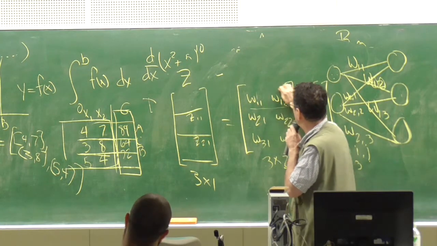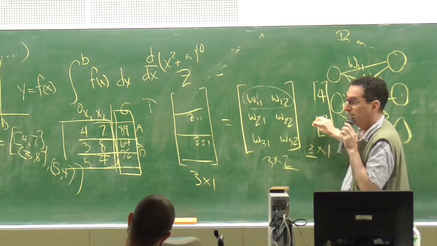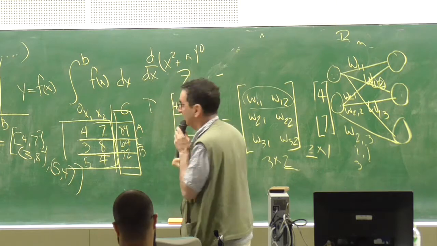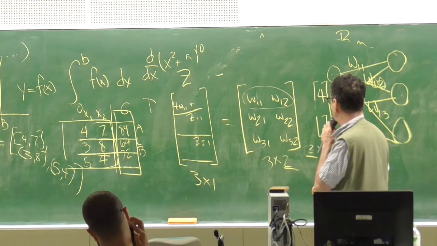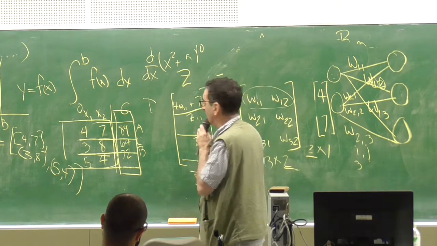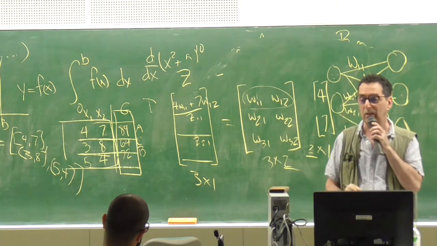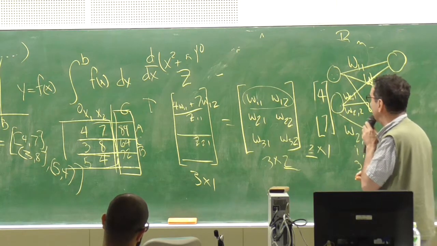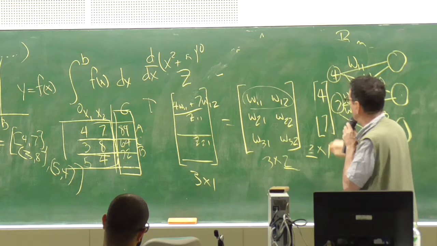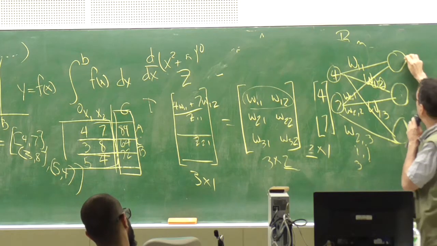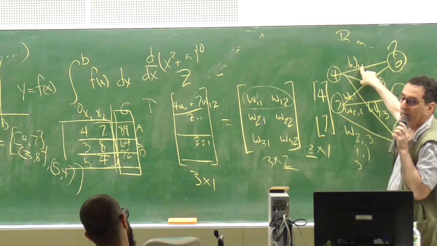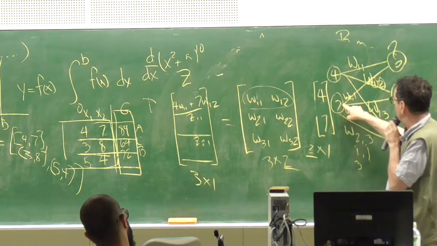So how am I going to get Z11? I'm going to take this times this, right? So what do I get? 4W11 plus 7W12. Okay, now is this useful? I hope so. Let's see. Remember we had 4 in here and 7 in there. What goes into here? 4 times W11 plus 7 times W.